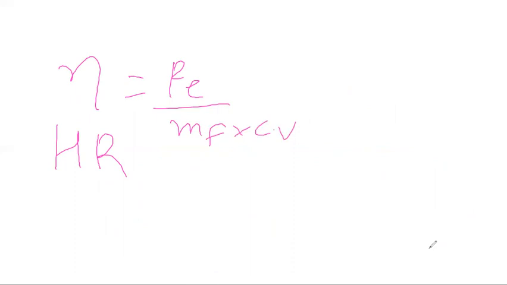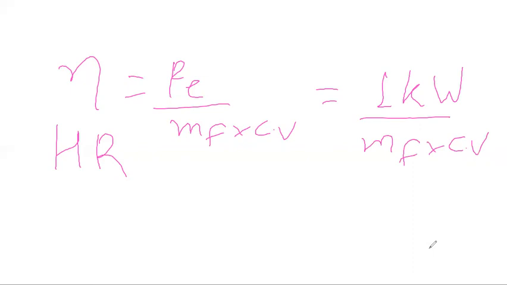Let us say that there is a power plant of a certain efficiency. If I consider a 1 kilowatt power plant, the efficiency is 1 kilowatt upon MF into CV, that is, mass of fuel times calorific value. So this is the efficiency of the power plant. In other words, this is nothing but output. Let me call this output L, which is the load on the power plant, and the denominator is the input, I for input.